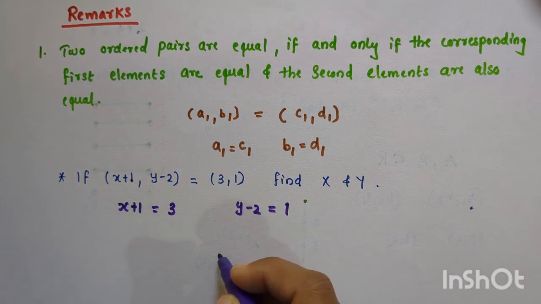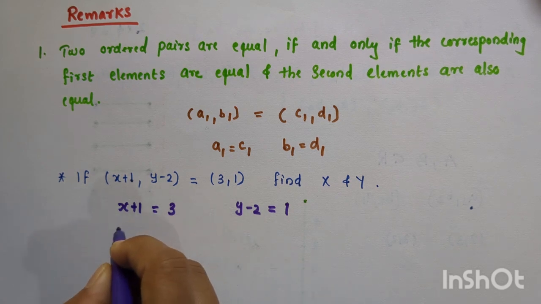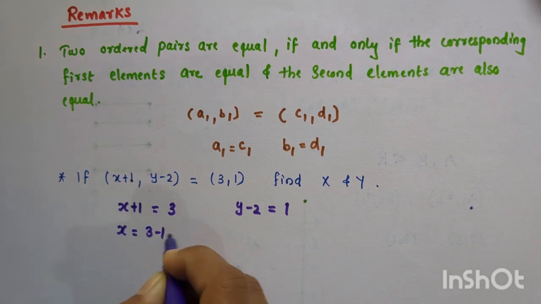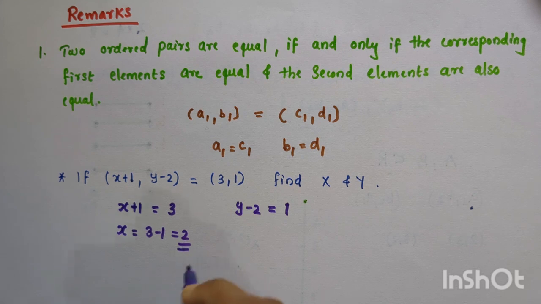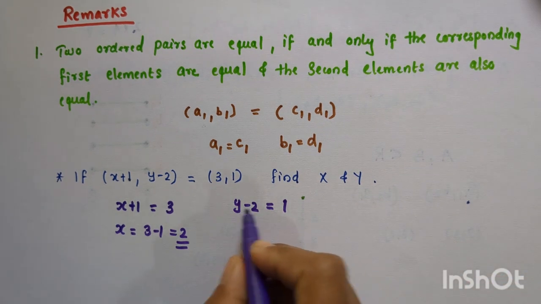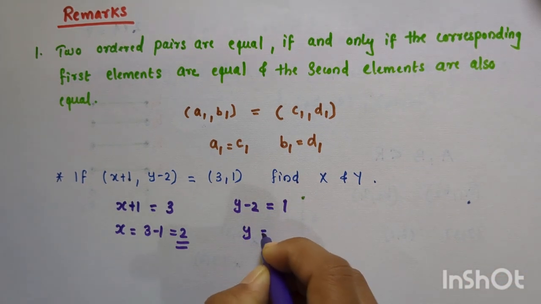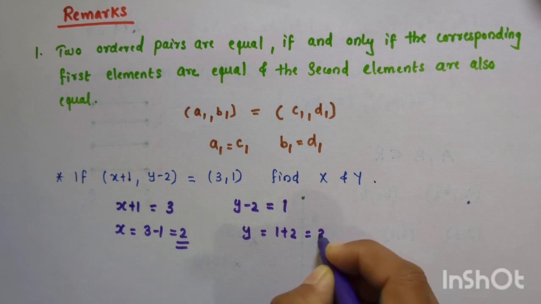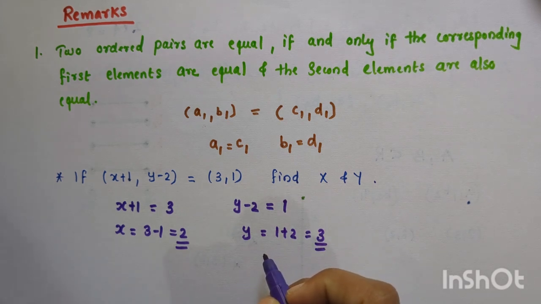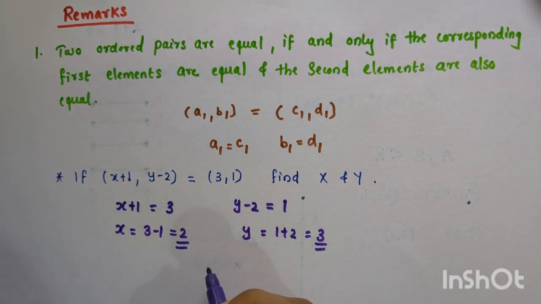Here you see x + 1 equals 3, so x equals 3 - 1, which is 2. So the x value is 2. Similarly, you have y - 2 equals 1, so y equals 1 + 2, which is 3. So the y value is 3. I hope it is clear to you.